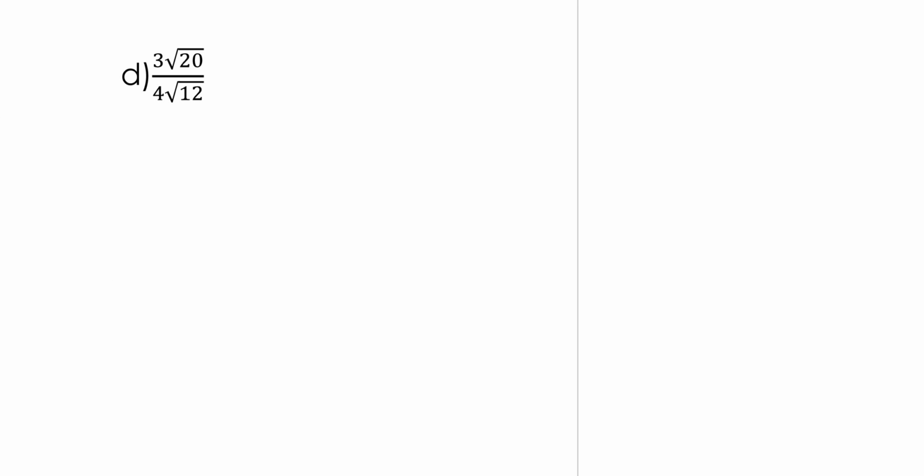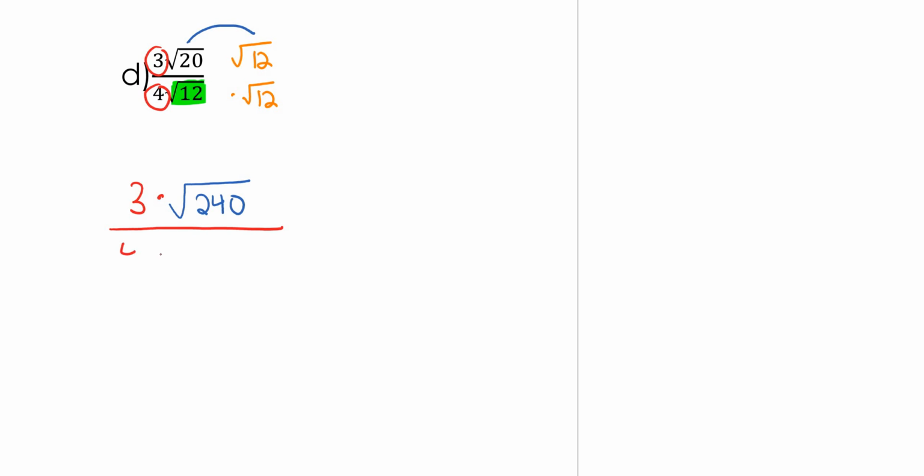So there's a few ways you can do letter D here. I'll try to use the same technique that I've been using for all the questions in this section. So I have a root 12 there, so I can times top and bottom by root 12. If I do root 20 times root 12, that's going to be root 240, and then the 3 just tags along, divided by the 4 will tag along. And then just remember, root 12 times root 12 is going to be just a single 12.